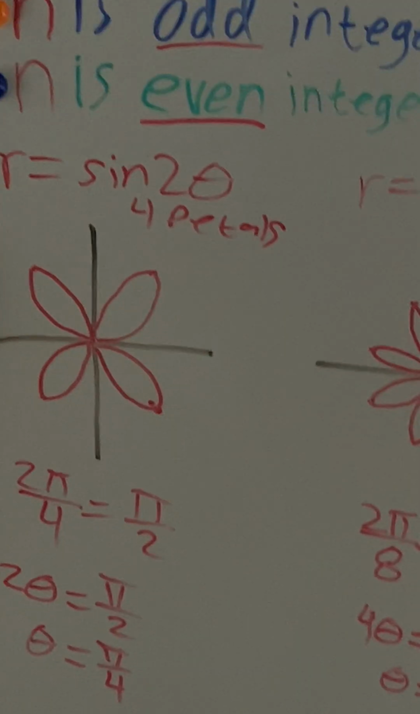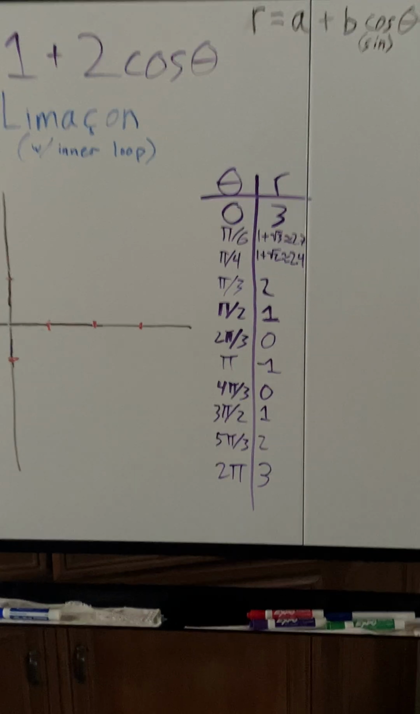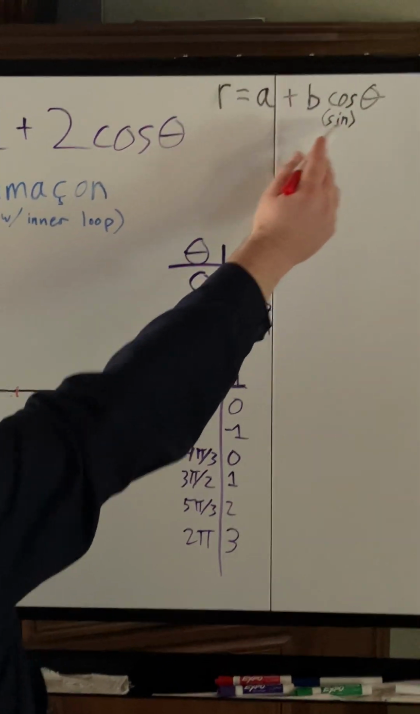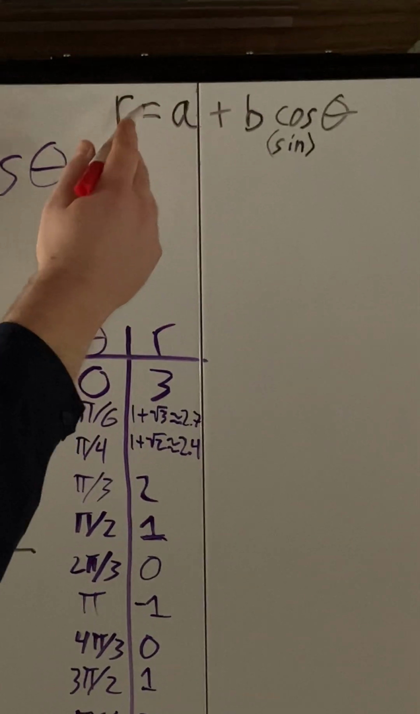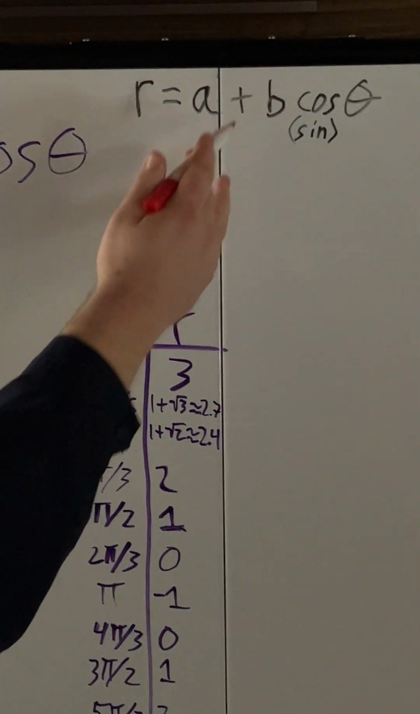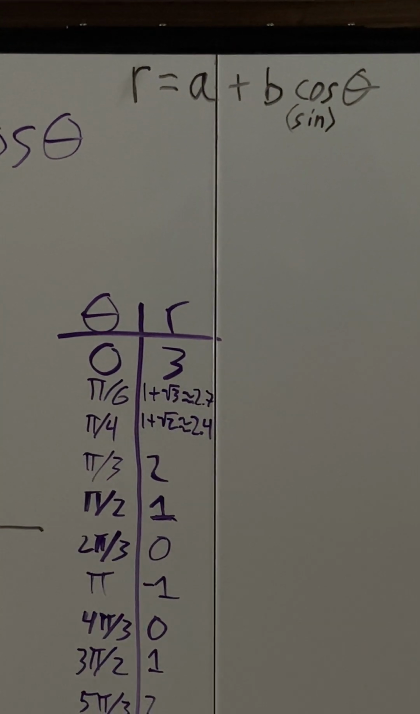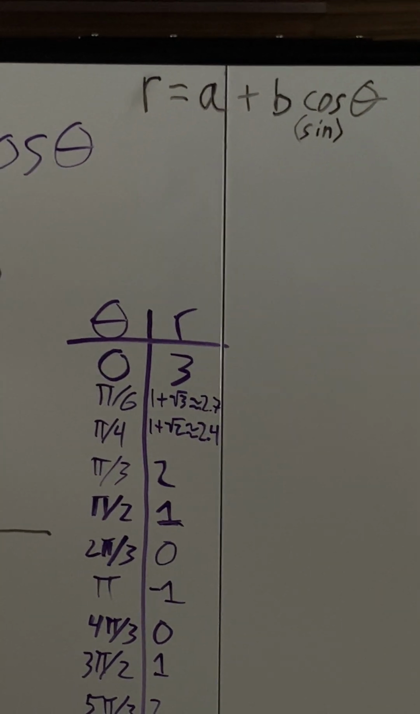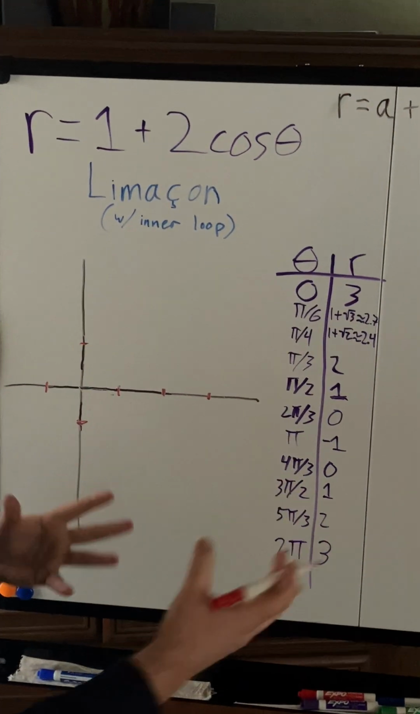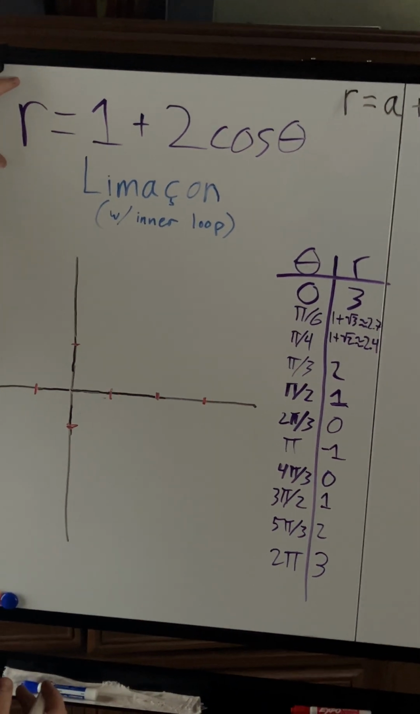Now let's look at some of the other ones. So other than the petals, the majority of our polar graphs are going to fall into this format here. R equals some number plus or minus something cosine theta or something sine theta. And they'll pretty much all form what's called a limaçon or a cardioid. You probably don't need to memorize these things, but I'll show you some examples of how we graph these.